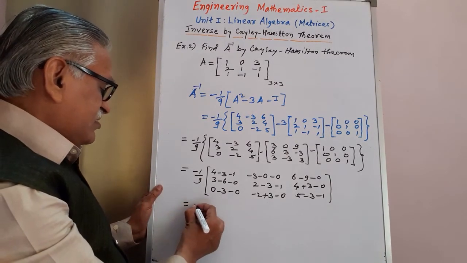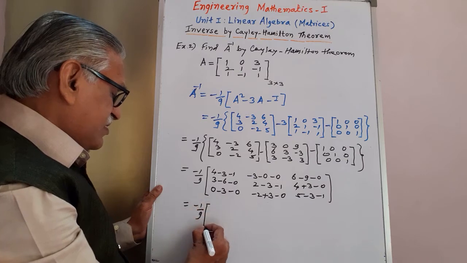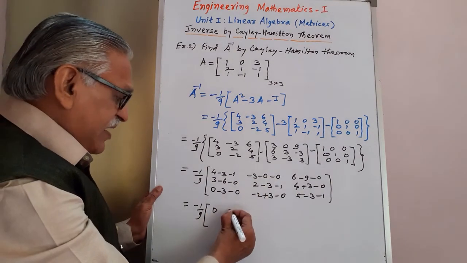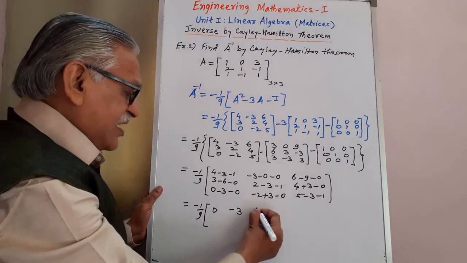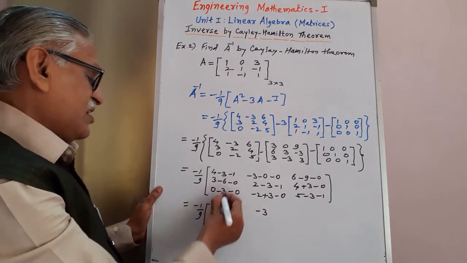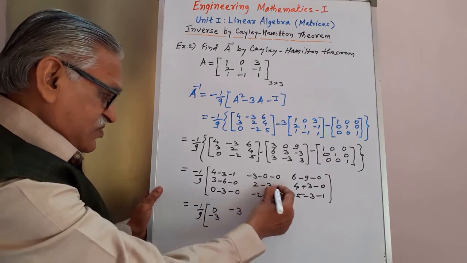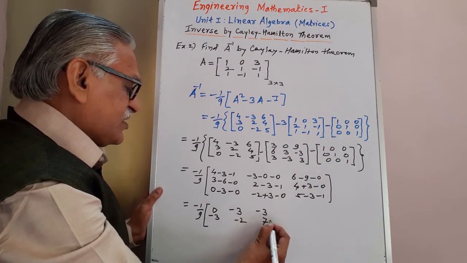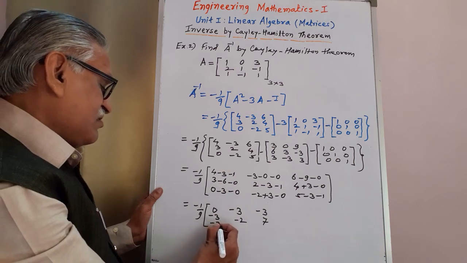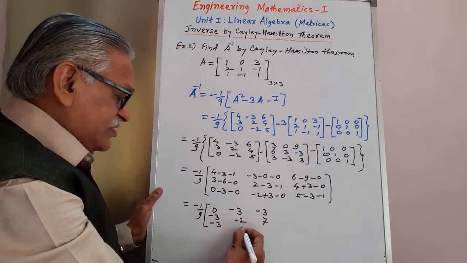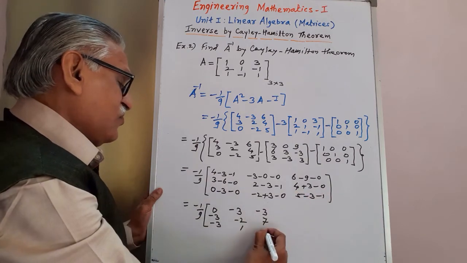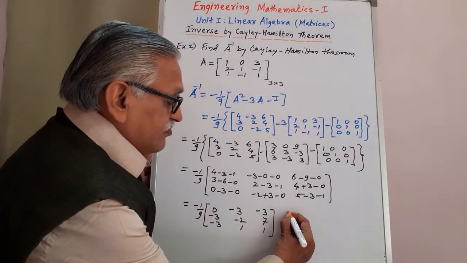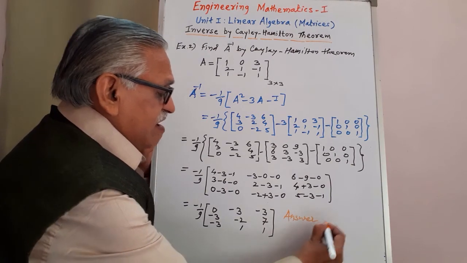And therefore it is minus 1 by 9 times that matrix, and if you simplify it, 4 minus 4 we get 0, minus 3, 6 minus 9 minus 3, 3 minus 6 we get minus 3, 2 minus 4 we get minus 2, 4 plus 3 we get 7, 0 minus 3 we get minus 3, minus 2 plus 3 as 1, and 5 minus 4 we get 1, and therefore that is the inverse, the required answer.